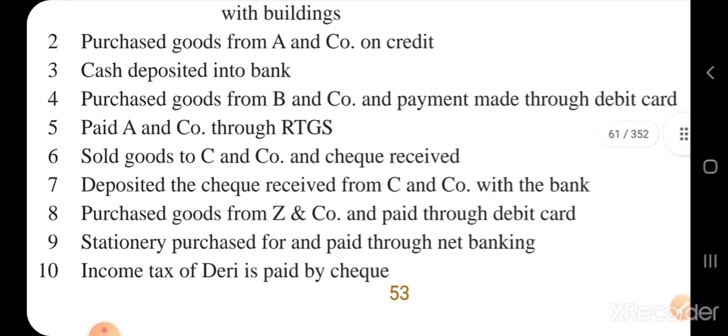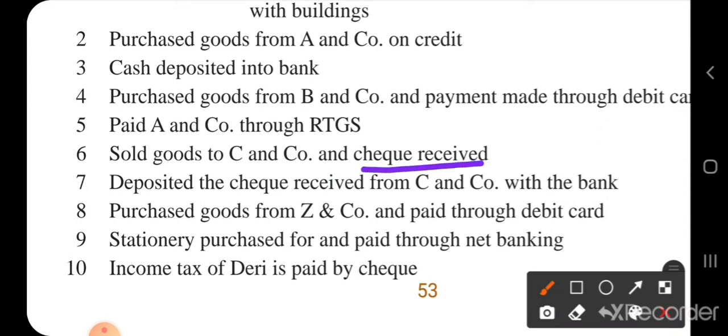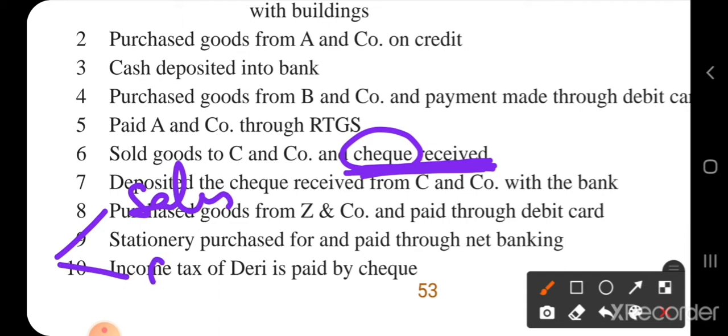The next transaction: sold goods to C and company and check received. I told you, check received is treated as cash receipt, even though it is a check. Only when it is deposited in the bank on the same day will you assume it as a bank transaction. Here, check received means what are the two accounts involved? Sales account and cash account. Why are you taking it as sales? You are not taking it as C and company because it is not a credit transaction. It is a cash transaction and the payment is made through check.